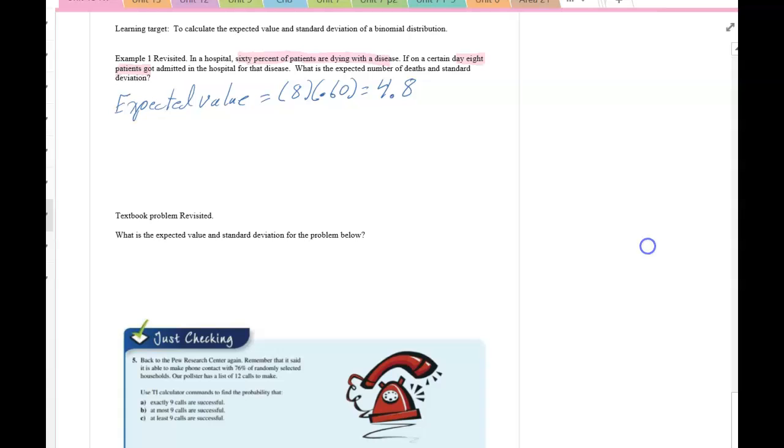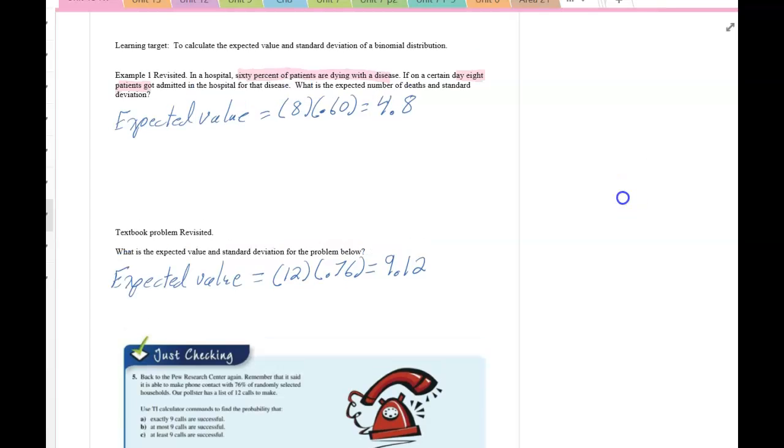If we look at the example with the phone calls, the expected value, again, is the probability times the number of trials. So the number of trials is 12. The probability of making a phone call is 0.76. So doing that on my calculator, I get 9.12. So what that means is I would expect an employee, for every 12 phone calls they make, to make contact with about 9 customers.